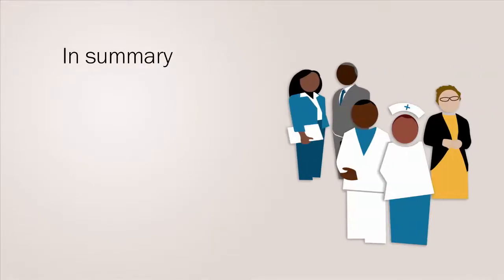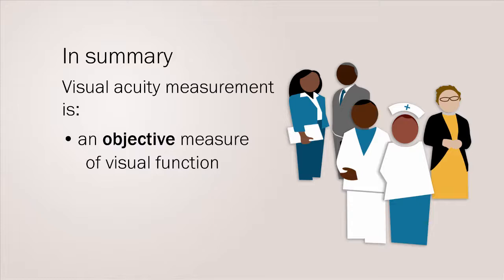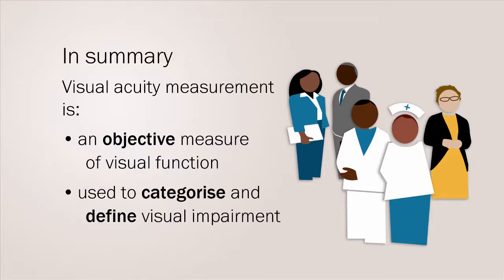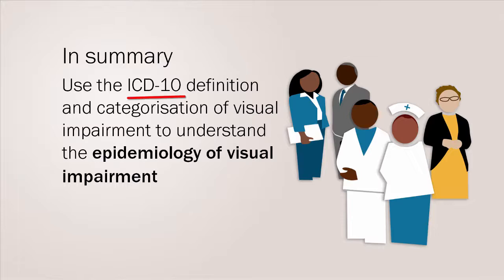In summary, visual acuity measurement is an objective measure of visual function, and it is used to categorize and define visual impairment in epidemiological research, public health planning, and screening programs. Finally, by using the ICD-10 standard definition and categorization of visual impairment, we are able to compare data and understand the epidemiology of visual impairment.